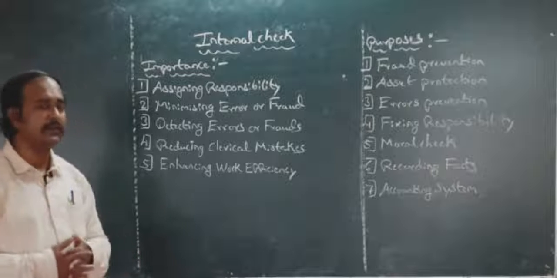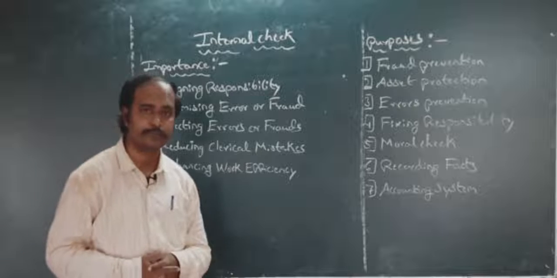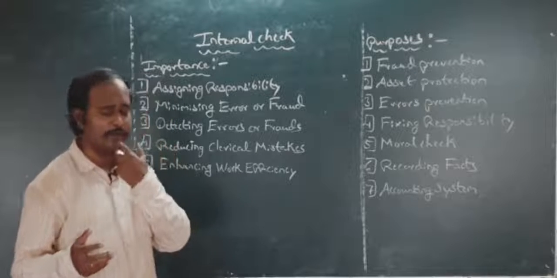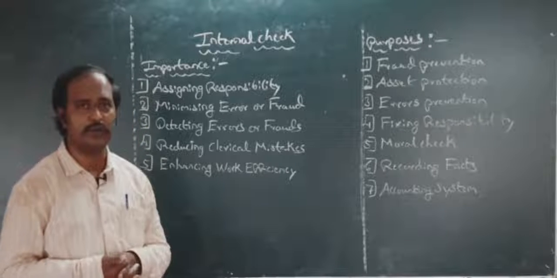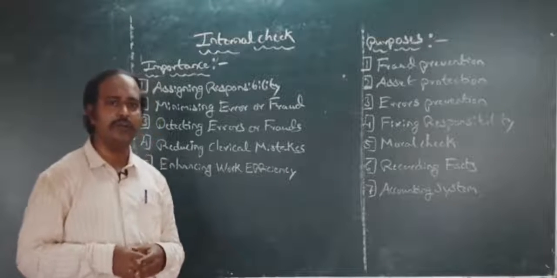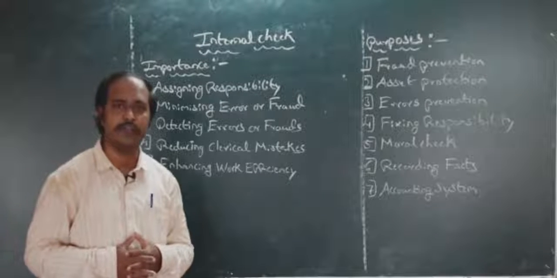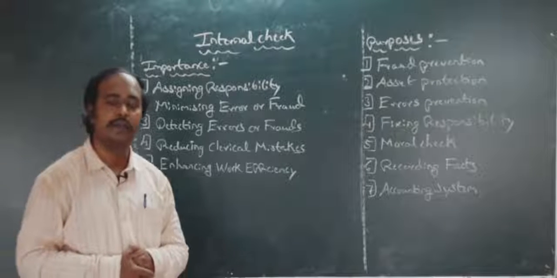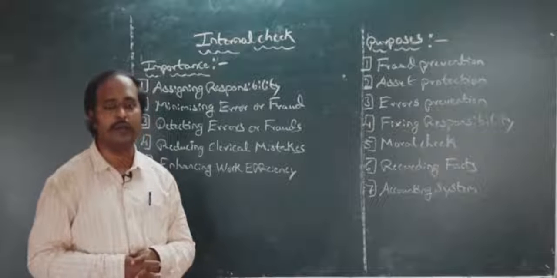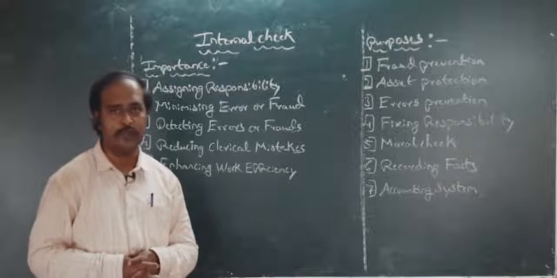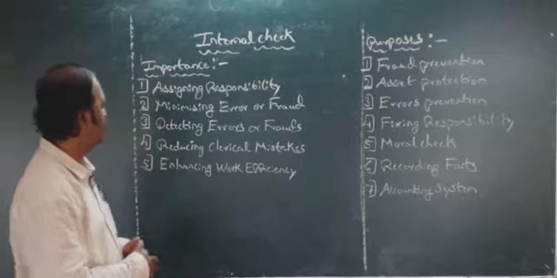Secondly, minimizing the errors as well as fraud. As I told you earlier, it is not only the job of the auditor to identify the errors and frauds in the organization, but it is the main responsibility of each and every organization to have a good internal check system in order to minimize the wastages, to improve the performance of the employees, and to record various transactions systematically in the books of account.